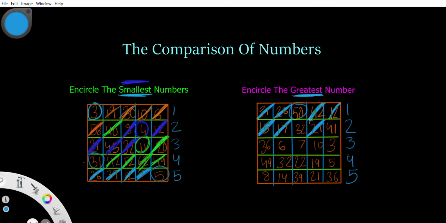And 32 versus 41, 41 is going to win because we know that 41 is greater than 32 and 32 is less. Let me do this in a different color now. So 41 is our answer for row 2.